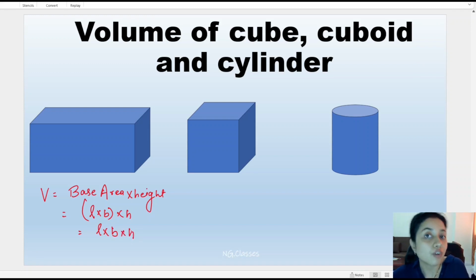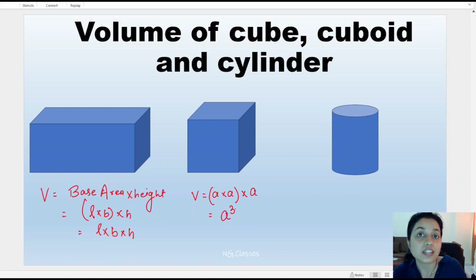Let's find the volume of the cube as well. The volume of the cube will again be base area times height. The base has area a times a, or a square, and since it's a cube, the height is also a. Hence the volume of the cube is a cube.